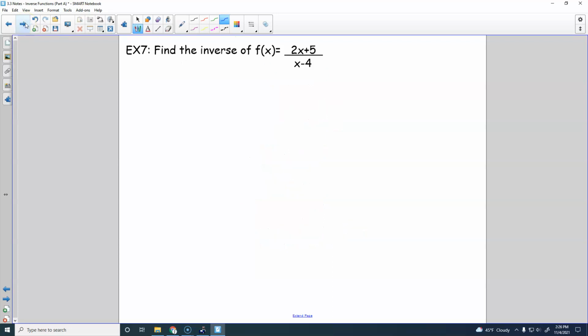All right. Okay, here's a difficult one. I'm just going to give you a second to see if you can do it on your own. Same thing. Switch your x and y, solve for y. You can switch the x's. So it's going to look like this. It's going to be x equals 2y plus 5 over y minus 4. So that'll be the first step, and then you want to solve that back for the y. So see if you can do that.